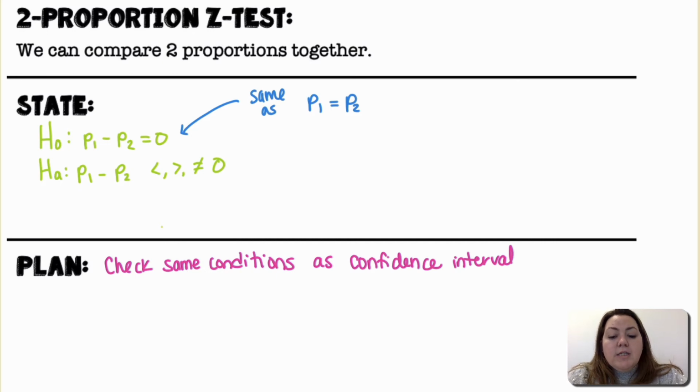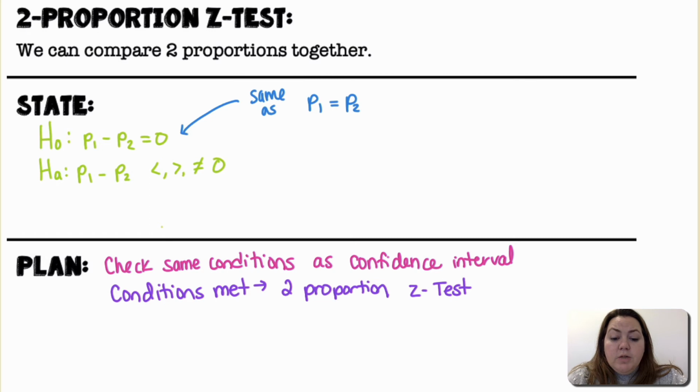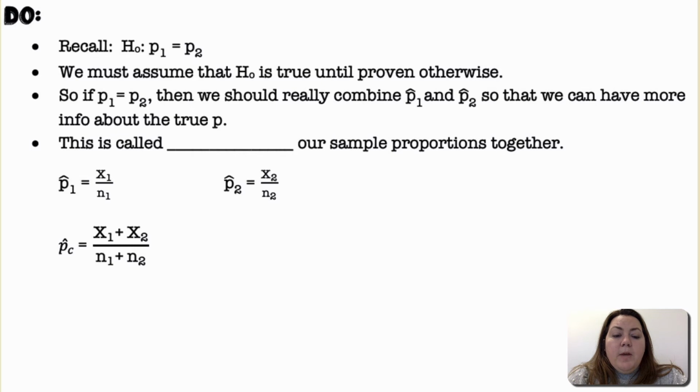We're checking the same conditions as a confidence interval with a minor tweak for the large counts condition. If our conditions are met, we're going to do a 2 proportion Z test. Because our null hypothesis was P1 equals P2, we must assume that the null hypothesis isn't true until proven otherwise. So if P1 equals P2, then we should really combine P hat 1 and P hat 2 so that we have more information about the true proportion. This is called pooling our sample proportions together. You're only going to do this for a 2 proportion Z test.